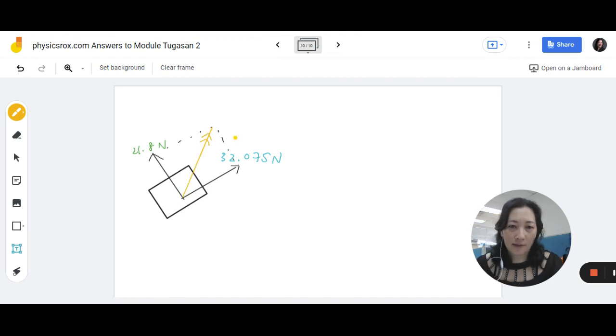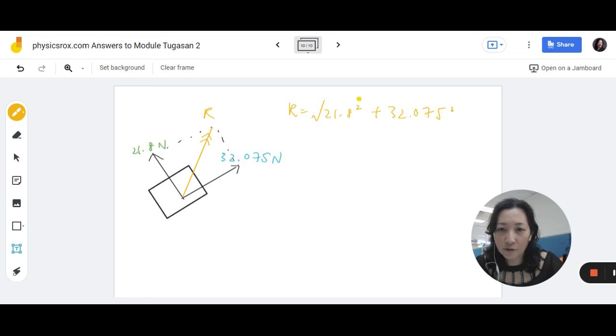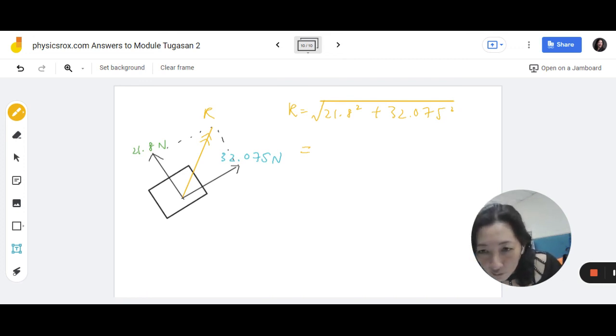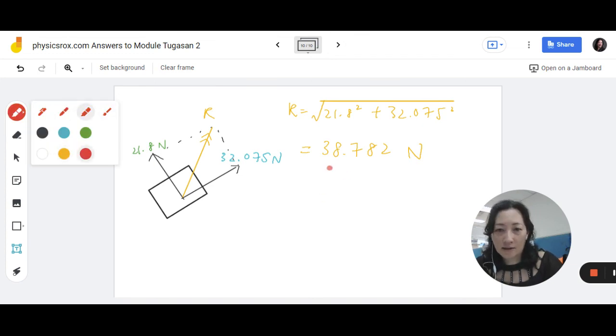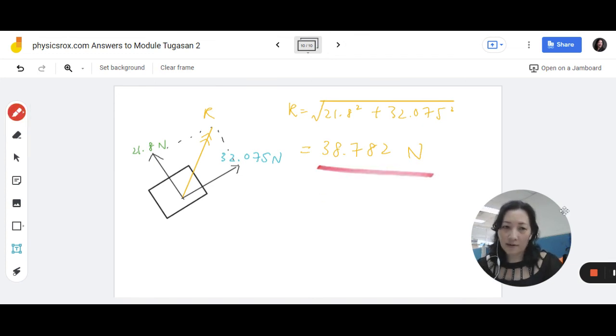To solve the value of the resultant force, R, you can use the Pythagoras theorem: square root of 21.8 squared plus 32.075 squared. I'm going to use my calculator for this. We square root this answer, and we get 38.782 Newton, and this is the answer for the magnitude of the resultant force.